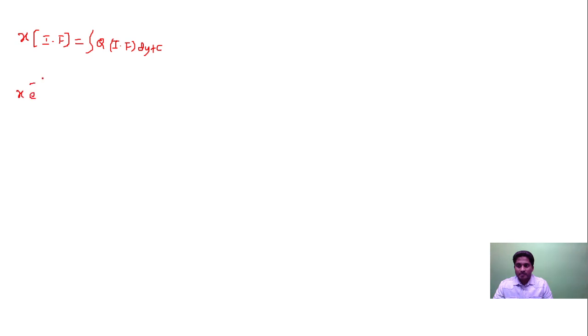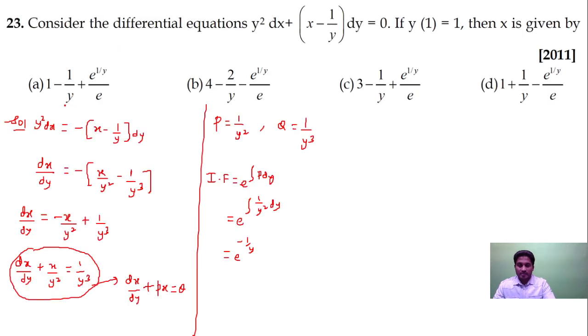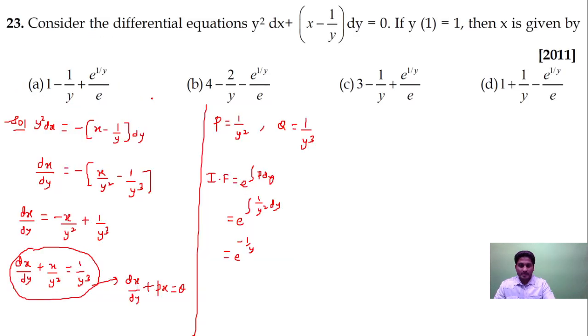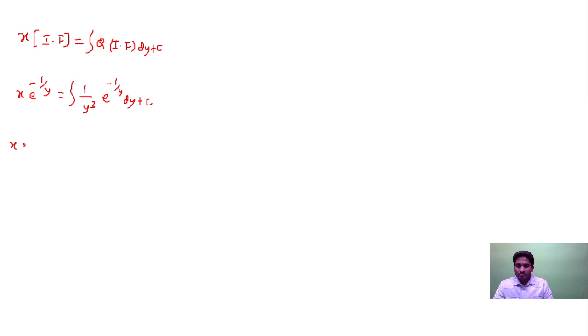x into IF is e to the power of minus 1 by y, is equal to integral q into integrating factor. q will be equal to 1 by y cube. So 1 by y cube e to the power of minus 1 by y dy plus c. IF is e power minus 1 by y, right? That's right. So this is x into e to the power of minus 1 by y is equal to, I can write this as 1 by y e to the power of minus 1 by y and then 1 by y square dy plus c.